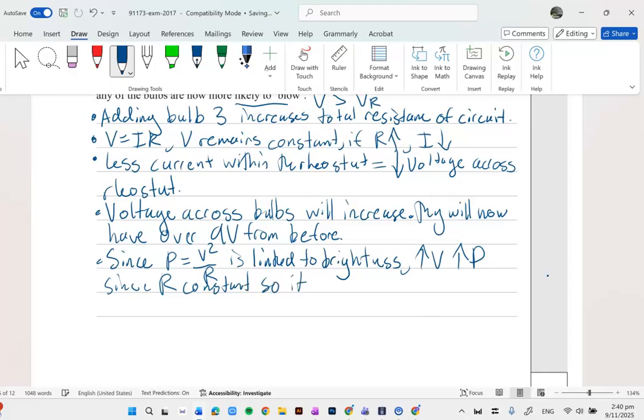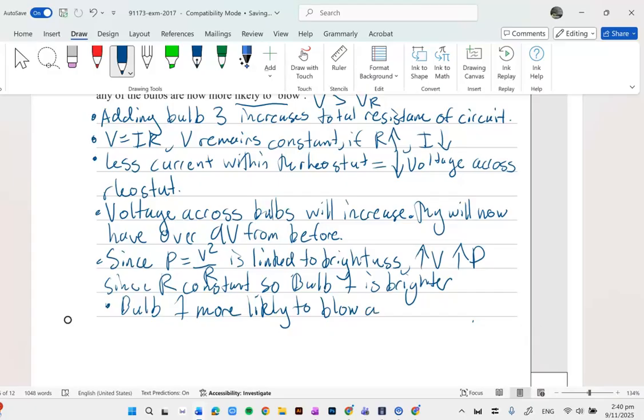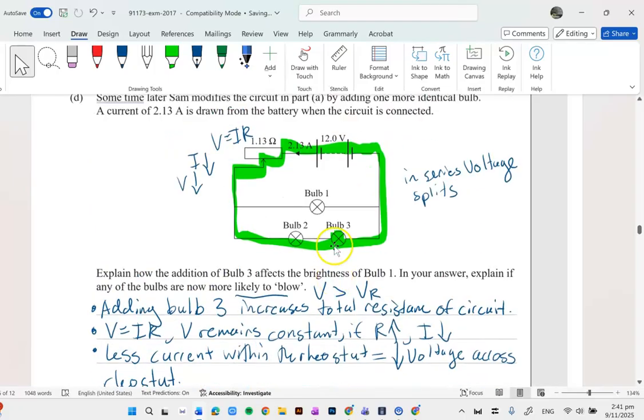So we can say bulb 1, be specific. Bulb 1 is brighter. And just to finish off the video really quick, I can say bulb 1 more likely to blow, as it's now greater than 9 volts. Didn't explain it that clearly because of the time limit, but it should make sense.